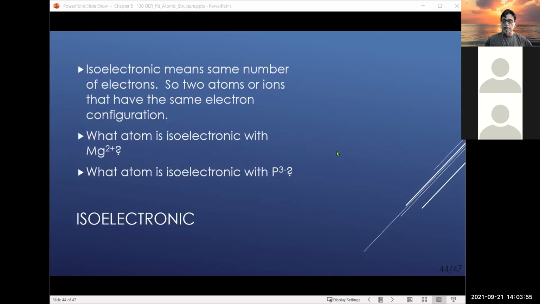Okay, so I mentioned the name isoelectronic already. It just means the same number of electrons. And so the magnesium ion is isoelectronic with neon, and the phosphide is isoelectronic with argon. The important part here is it doesn't say that the phosphide, P-3, is argon. It says it is isoelectronic. They share the number of electrons only.